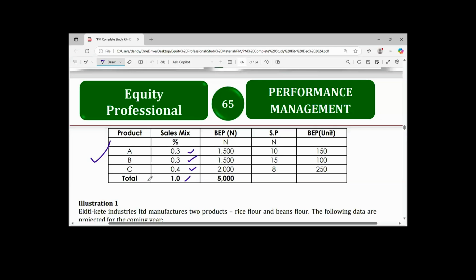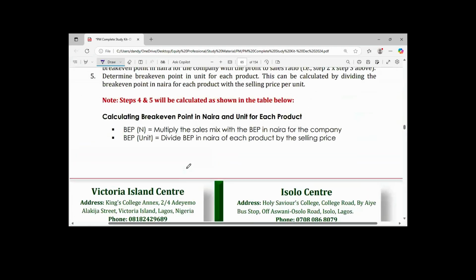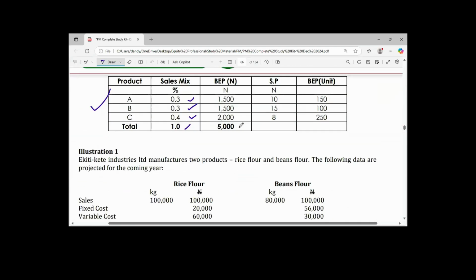You then pick the break-even point in Naira. The break-even point in Naira for the entire organization is 5,000. So to get the break-even point in Naira for product A, you multiply 30%, the sales mix of A, with the break-even point in Naira of 5,000. 30% of 5,000 will give us 1,500. You do the same thing for product B. 30% multiplied by 5,000 will give us 1,500. For product C, 40% multiplied by 5,000 Naira will give us 2,000. So that is how you are going to calculate your break-even point in Naira.